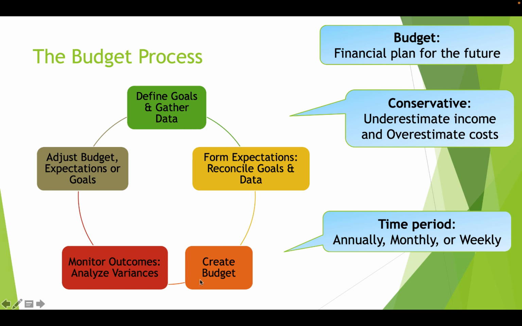And as you move forward with your budget, you'll want to monitor your outcomes and analyze what differences or variances are actually happening between your budget and what you're really spending and earning. As needed, you'll adjust that budget. You might adjust your expectations, or you may even have to adjust your goals. And from there, the loop begins again.